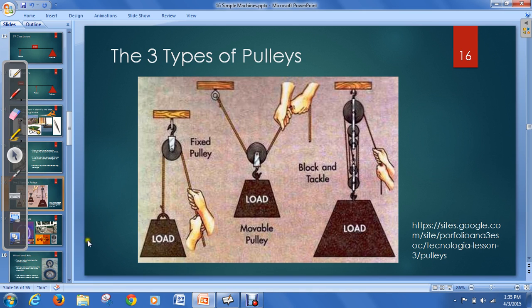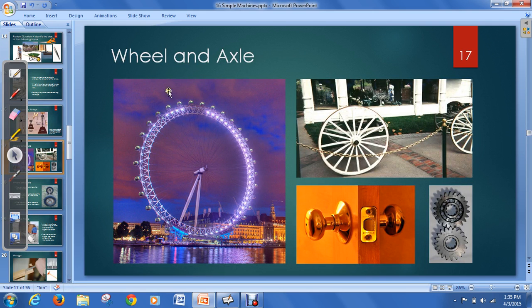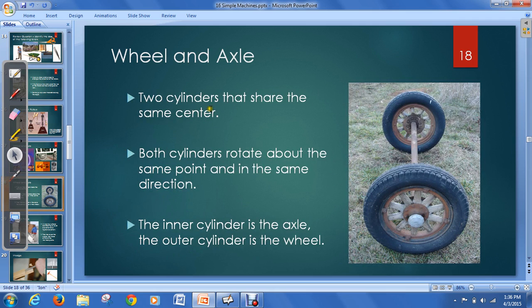All right, then we got wheels and axles. You probably are familiar with this one as well, but there's many examples. A Ferris wheel, just tires on a wagon. You may not think about it, but a doorknob is a wheel and axle. Gears count as wheel and axles. So if we look at the definition, it's just two cylinders that share the same center. Both cylinders rotate about the same point and in the same direction.